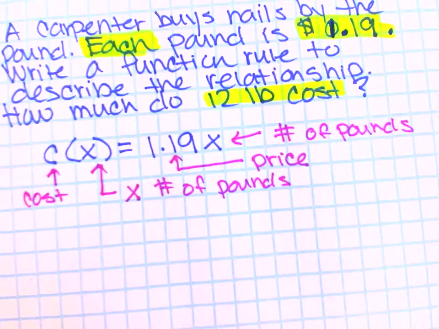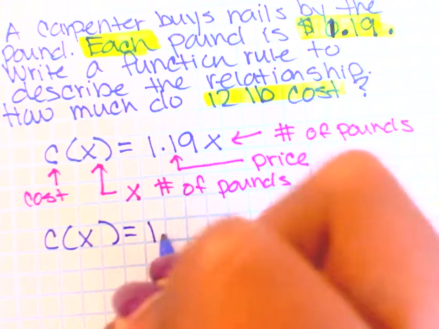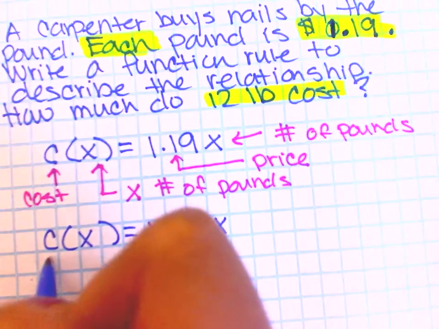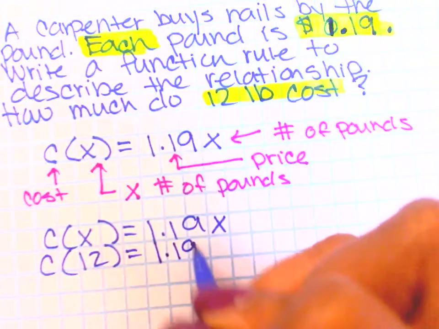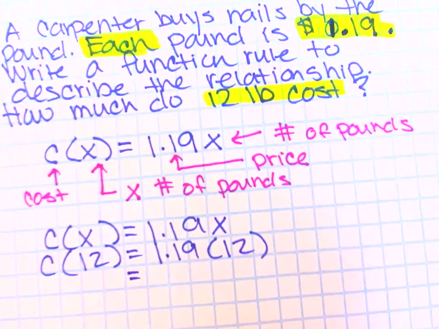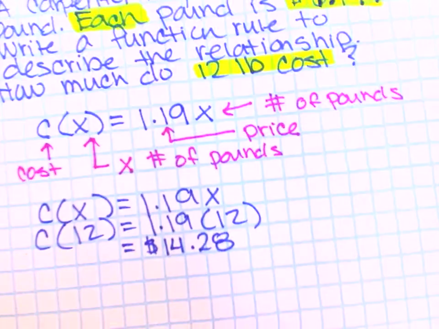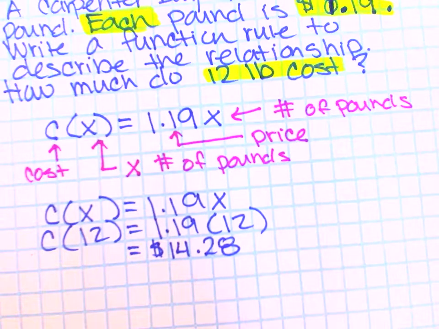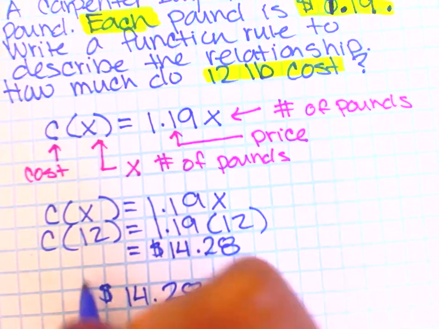So that's the first part of the question that I just answered, writing the equation. Second part is to figure out how much if I buy 12 pounds. So all I have to do is plug in the 12. So the cost is going to be $1.19 X. So I'm going to do it if X was 12, because that's what they want me to do. $1.19 times 12 pounds of nails. So if I multiply 119 by 12, I'm going to get $14.28 for a 12-pound bag, I guess, of nails. So my answer is $14.28.